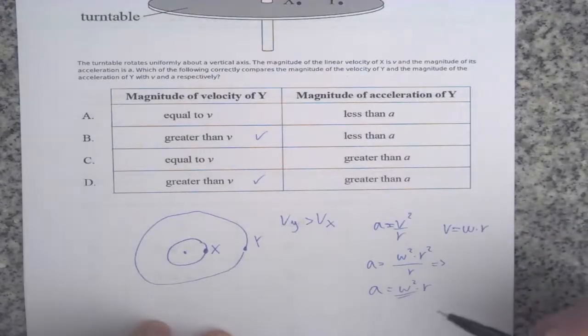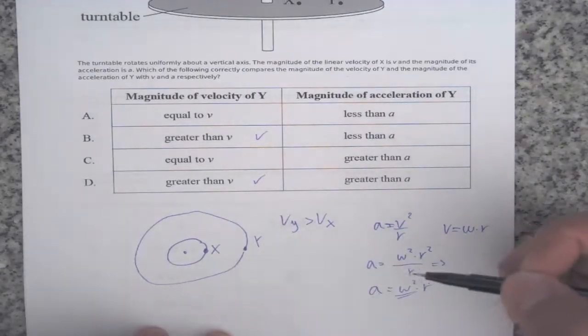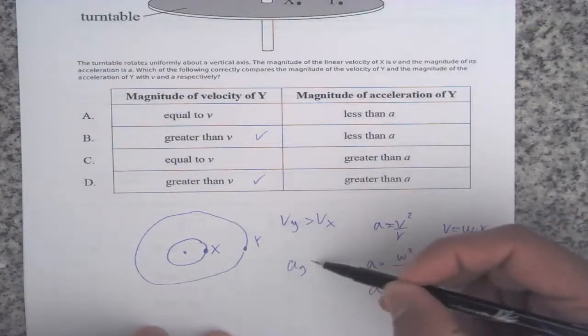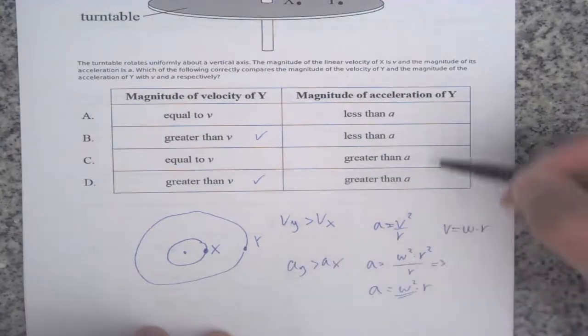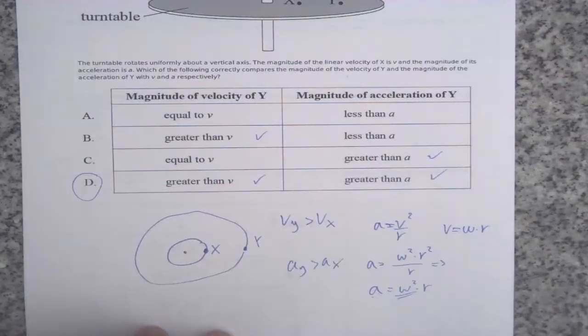You see that omega squared, of course, is constant, and you see that a and r are directly proportional. So bigger r for y, bigger radius, so the acceleration of y is also bigger than the acceleration of x. So it can be either C or D, and the correct answer here, of course, is D.